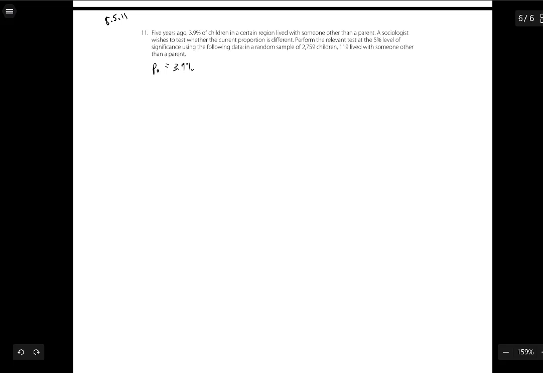Several years ago, a sociologist wishes to test whether the current proportion is different. Perform the relevant test at a 5% level of significance. So alpha equals 0.05. Level of significance. To see whether the test proportion is different, perform the test at the 5% level.